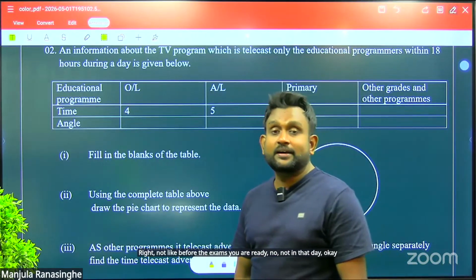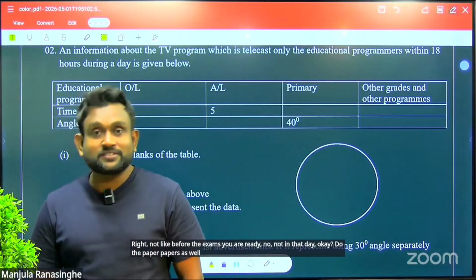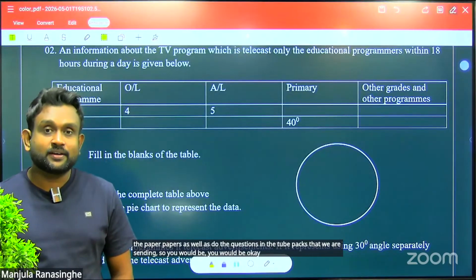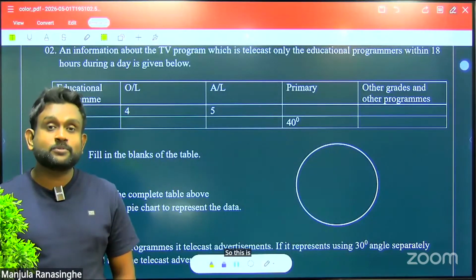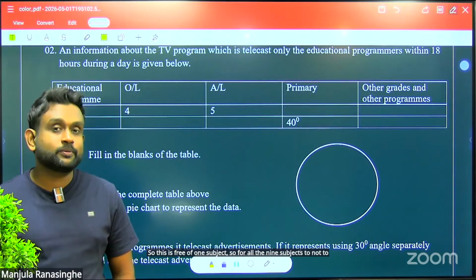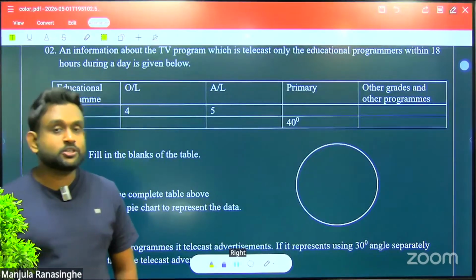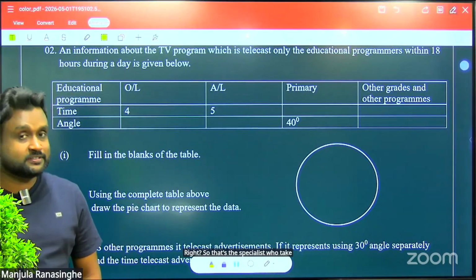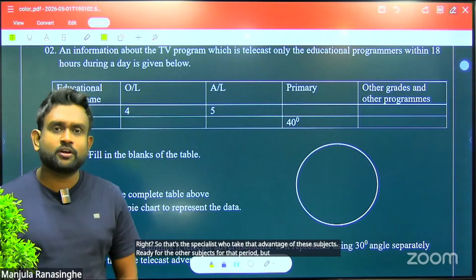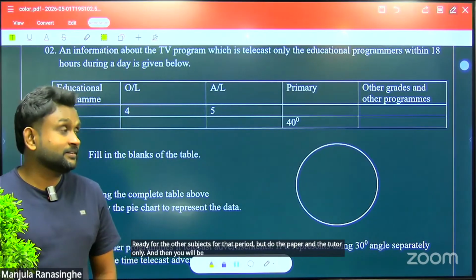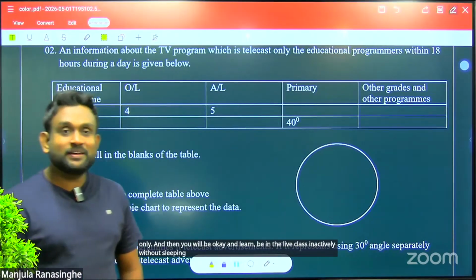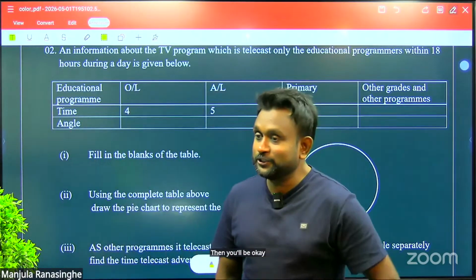Okay, do the papers as well as the questions in the tute packs that we are sending, so you would be okay, right? So this is free of one subject among all the 9 subjects, right? Not to make it hard at the last moment, right? So that's the specialty. So take advantage of this subject and get ready for the other subjects for that period, but do the paper and the tute only, and then you will be okay. Be active in the live class without sleeping. Then you will be okay for the exam, right?